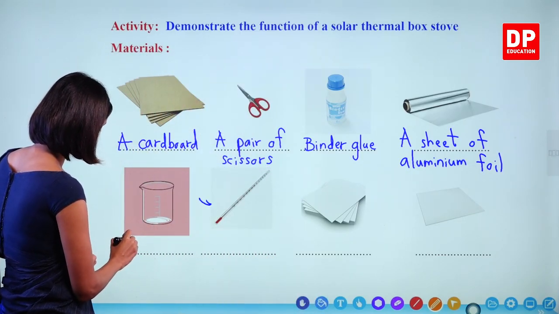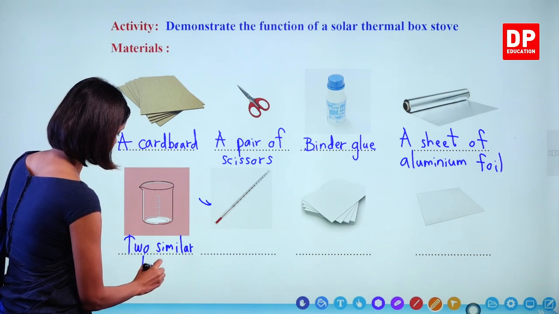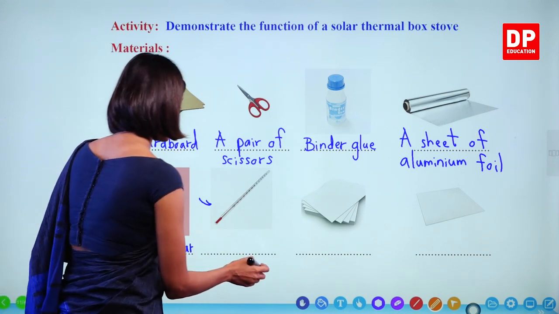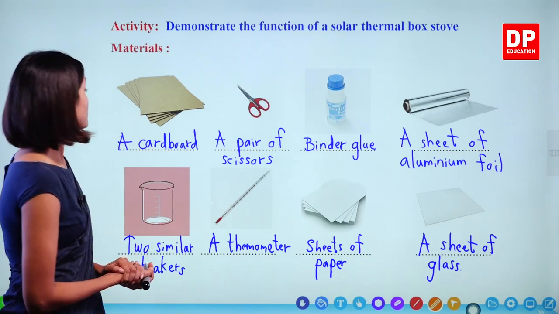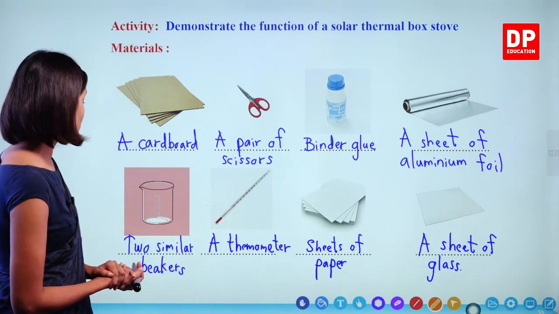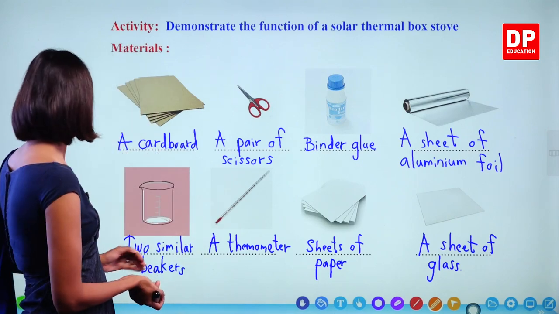Two beakers. Two similar beakers. A thermometer. And sheets of paper and a sheet of glass. Okay, a cardboard, a pair of scissors, binder glue, a sheet of aluminium foil, two similar beakers, a thermometer, sheets of paper, and a sheet of glass. Right. Let's see how to do this activity.